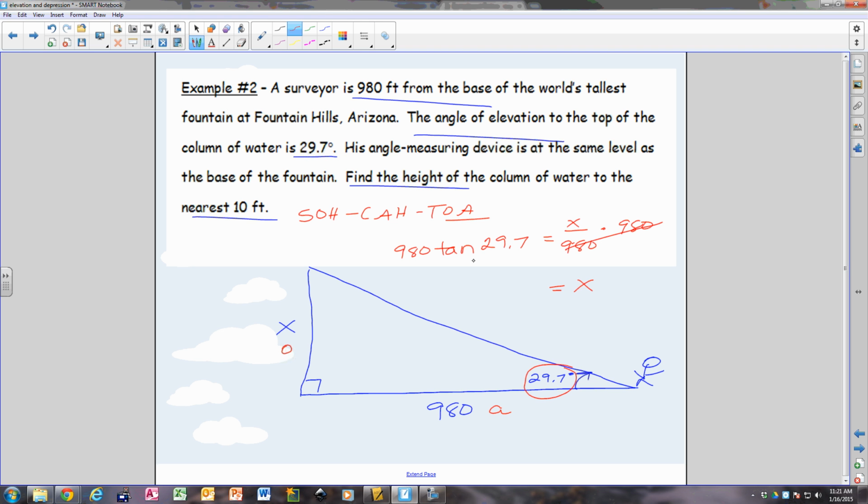So 980 tangent 29.7 is 558.98, but they want to the nearest 10 feet, so that is going to be 560 feet. Because 558 is closer to 560 than 550.